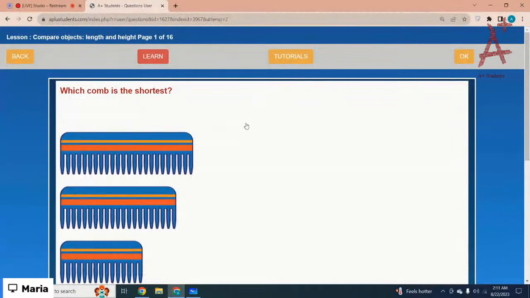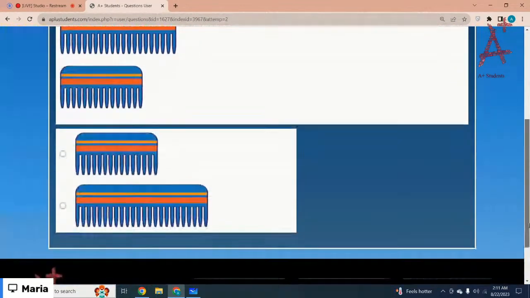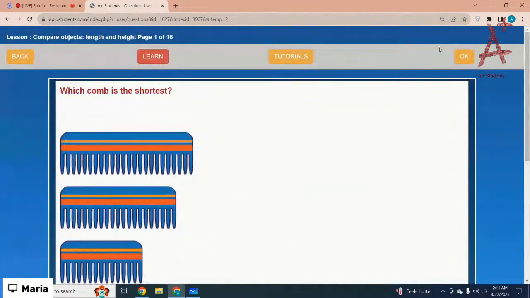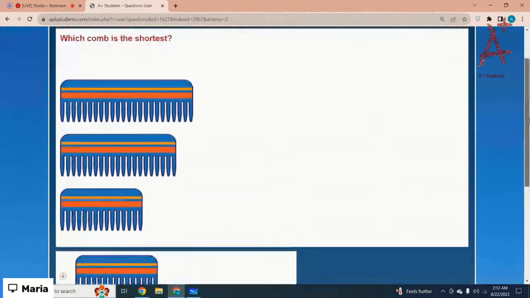Okay, which comb is the shortest? First, second, third, which is the correct option? The first one is the longest one, right? Just match their lengths. Sorry, you have to see the shorter one. That would be the shorter one.